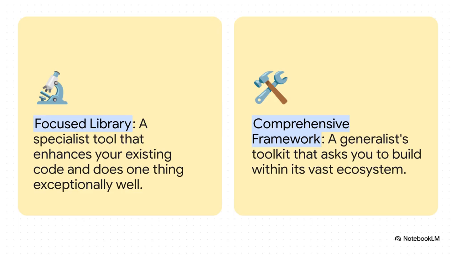Instructor is a focused library. It's designed to enhance the code you're already writing by doing one thing perfectly. LangChain, on the other hand, is a comprehensive framework that wants you to build within its ecosystem, providing tools for every single part of the process.